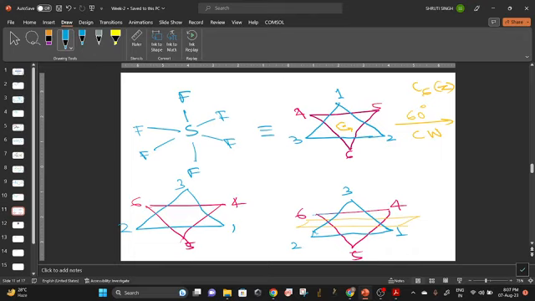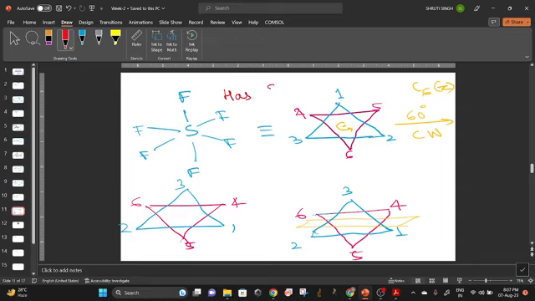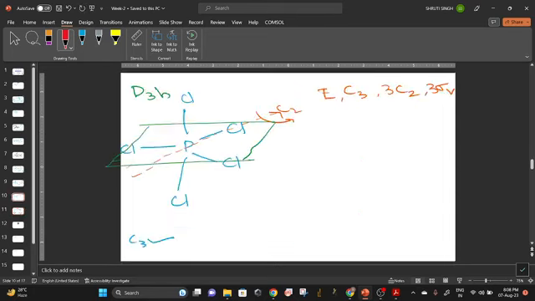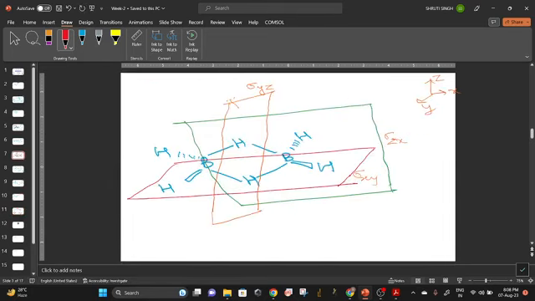Understood? Are you guys following? So I can say this molecule has S6, right? So the answer is SF6.